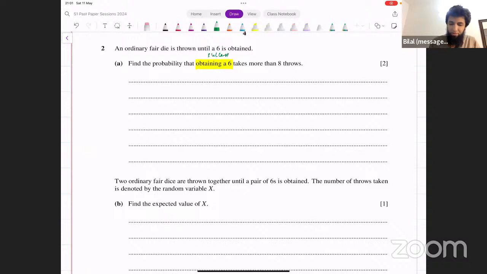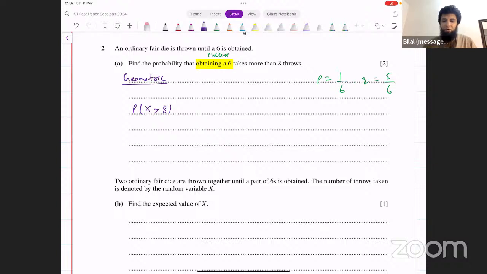So the probability of success, therefore, is, it's an ordinary fair die. That means 6 sides, equal probabilities for all sides. P is going to be 1/6, right? Probability of success, obtaining a 6, is 1/6. Probability of failure will be 5/6. It's a geometric distribution because we're looking for our first success. Find the probability that your first success takes more than 8 throws. More than 8 throws. Probability of X being greater than 8, that is what we want to find out.